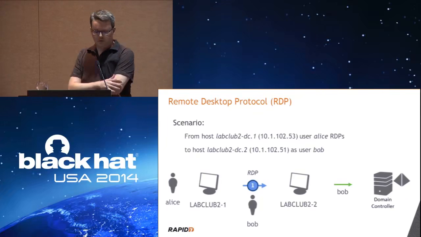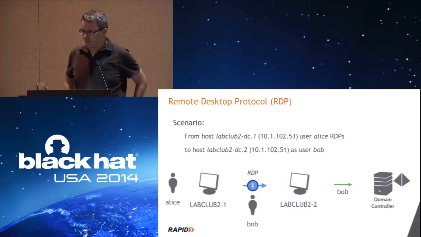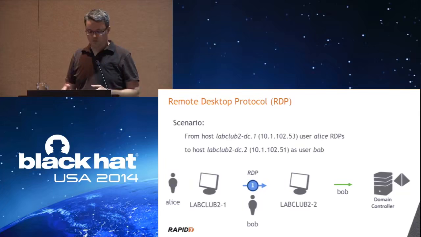So the first scenario that we're going to talk about is a simple connection of RDPing from one system to another. We're going to go from a source system, Lab Club 2 DC1 to Lab Club 2 DC2, but we're going to do an impersonation. We're going to switch from a user named Alice to a user named Bob.